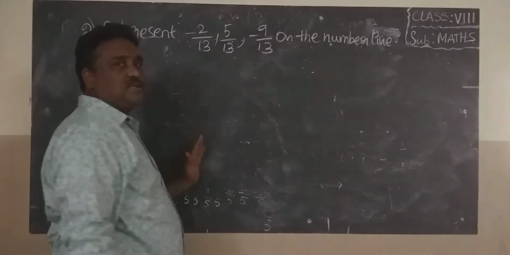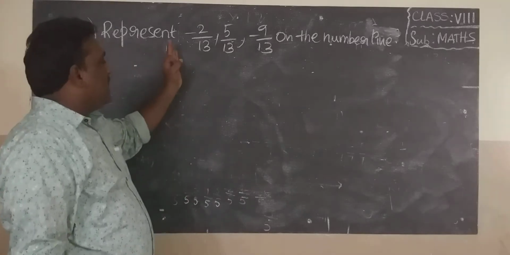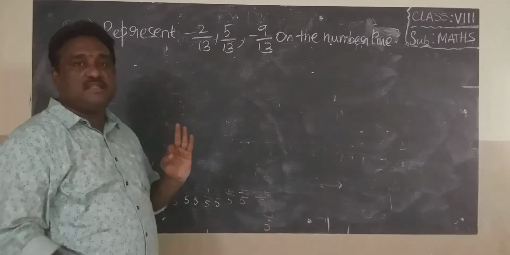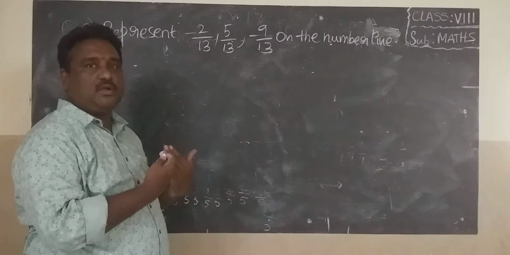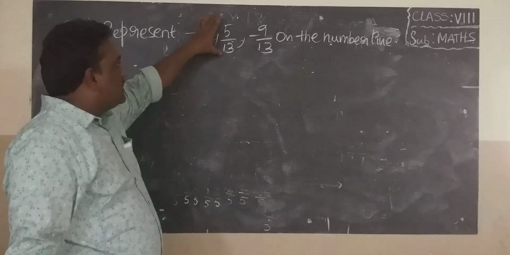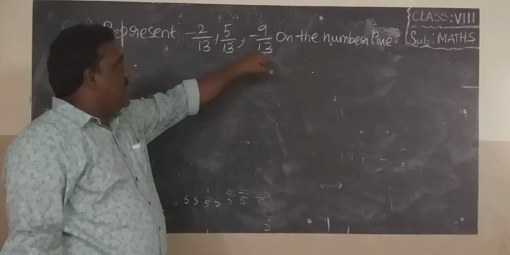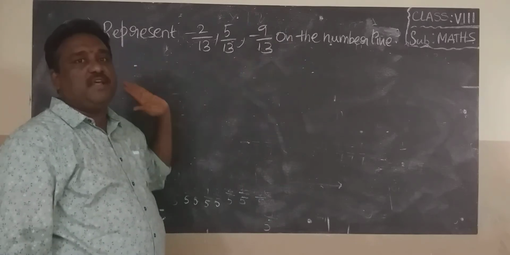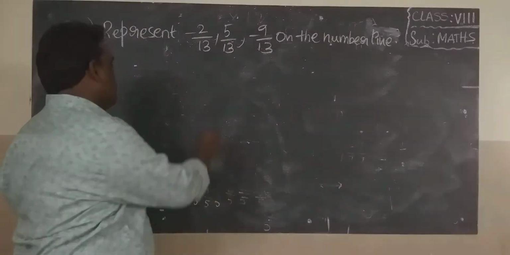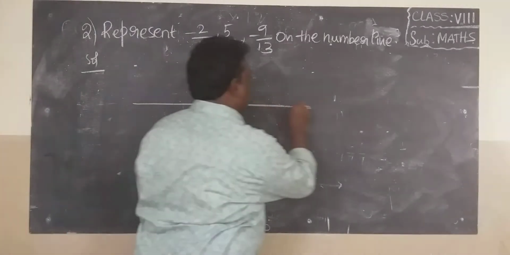So what are the fractions given in the problem? Minus 2 by 13, where does it lie? Left part of the 0. Plus 5 by 13 lies on the right part of the 0. Minus 9 by 13 lies on the left part of the 0. So we can represent everything on the same number line.